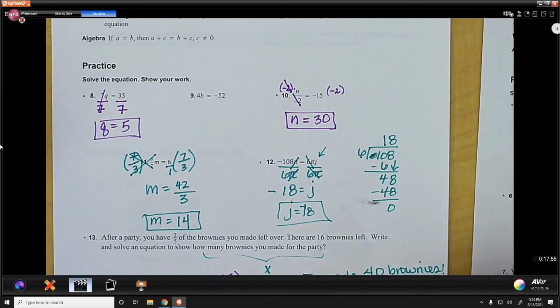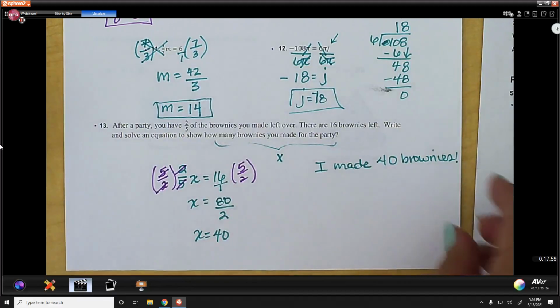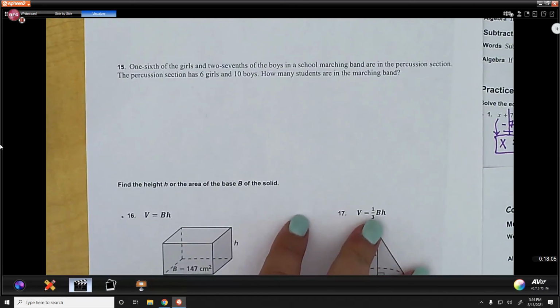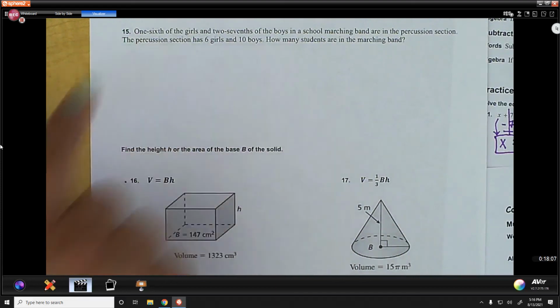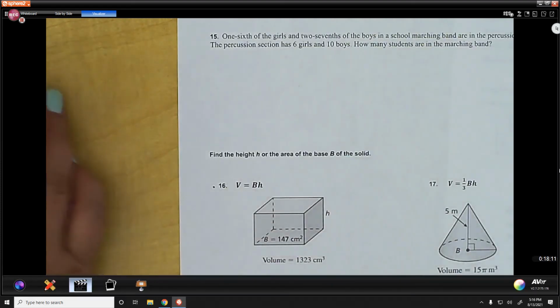And our goal is always to isolate that variable. This is modeling how to show your work and what I'm looking for. And we've got a couple of word problems, so we're not going to do this one. This one's got a little bit of a weird wording, but we'll shoot for doing 15 and one of the geometry ones in our next class.